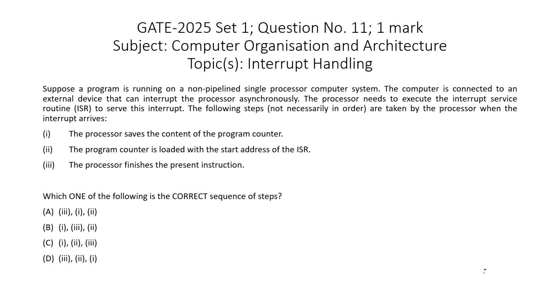So first, the processor finishes the present instruction. Then the processor saves the content of the program counter, followed by the program counter being loaded with the start address of the ISR. So the correct option is option A, 3, 1 and 2.